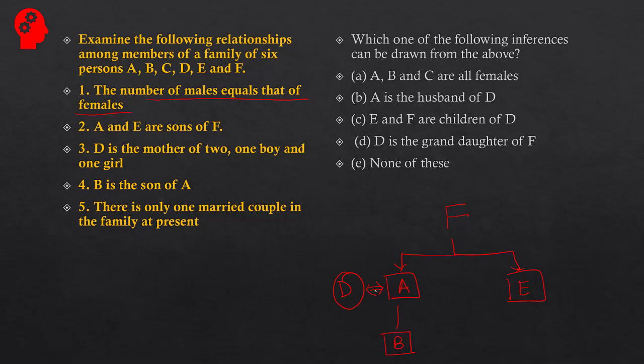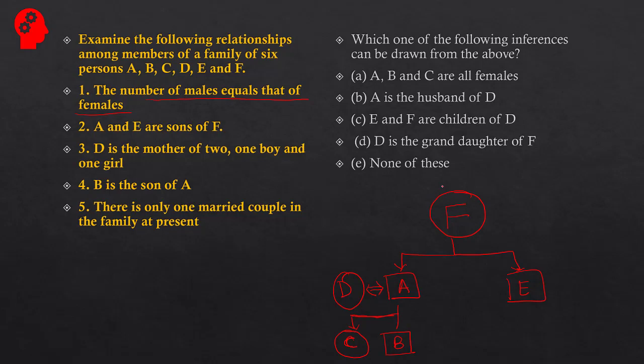It has been mentioned that D is mother of 2, 1 boy and 1 girl. So B could be that one boy and the girl would be C. Also, it was given in the beginning that number of males is equal to number of females and we needed 3 males and 3 females. 3 males have already been identified. So C would be a girl and F would also be a female here.